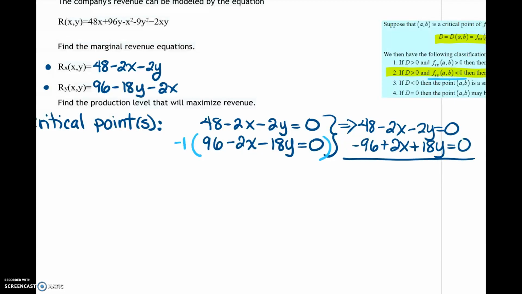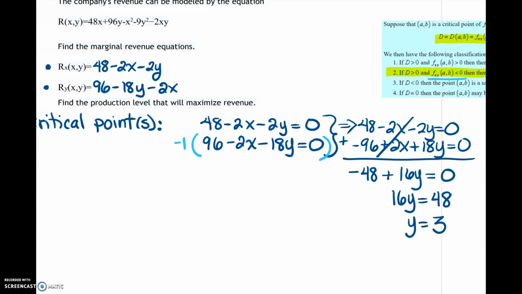And then everything's lined up. I'm going to add these equations. And when I do that, these x terms will cancel out. Therefore, I'm going to end up with a negative 48. Adding the y terms, I get 16y equals 0. And then I'm going to solve that. Let me throw the 48 to the other side. So 16y equals 48. Dividing by 16, I get y equals 3.